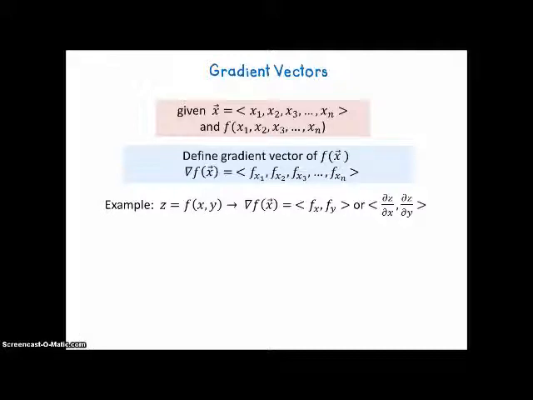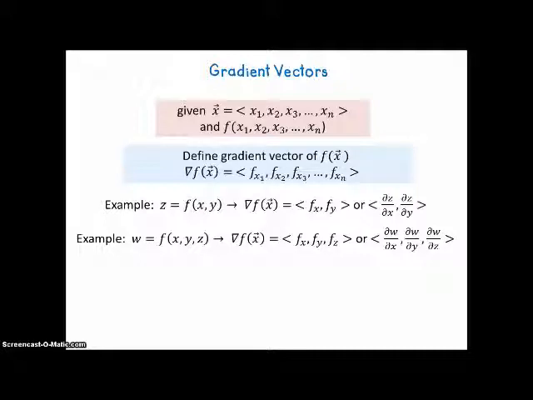For example, if we have a function of 2 variables, then the components of the gradient vector are the partial derivative with respect to x and the partial derivative with respect to y, and we can use Newton's notation or Leibniz notation. If we have a function of 3 variables, then the gradient vector has the 3 partial derivatives as its components.